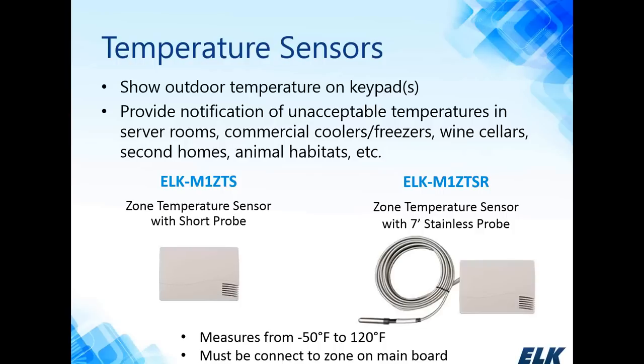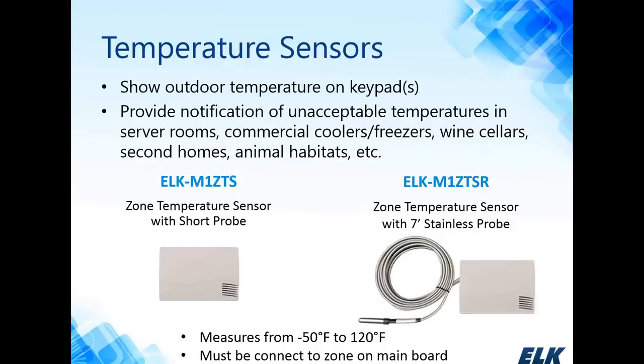The ZTS has the zone temperature sensor built into the housing. You can get a remote sensor in the M1 ZTSR. The 7-foot probe connects to the interface, and that 7-foot probe can go into a little harsher environment, let's say like a freezer or something of that nature, wine cellar, outdoors, things like that. So we can monitor the ambient temperature either around the interface or the 7-foot probe. The 7-foot probe is weatherproof but not waterproof, so it should not be submerged into liquids.